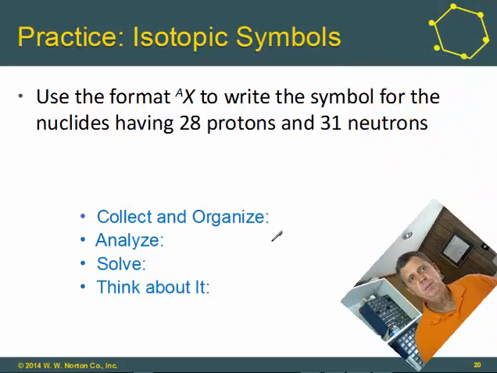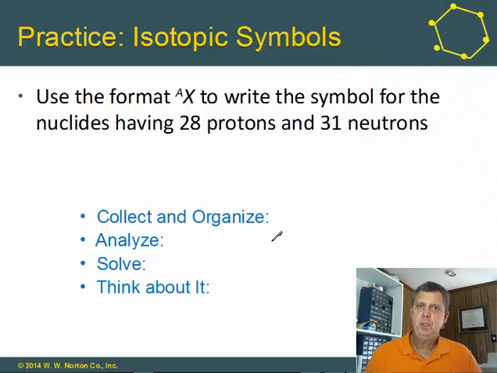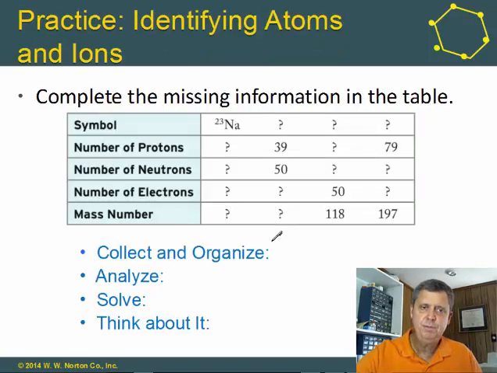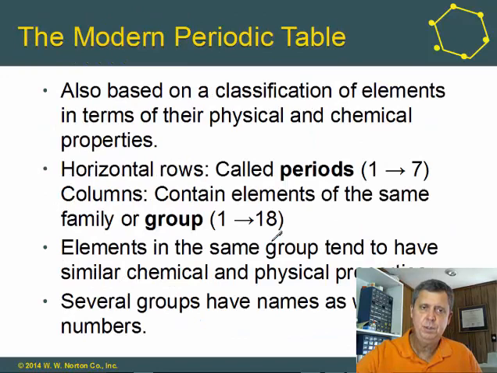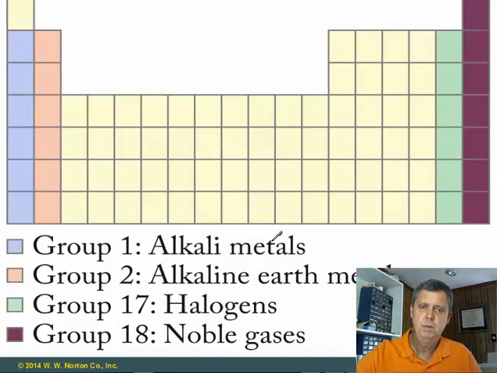So for isotope notation, to figure out isotopes, I'll go through a few examples to show you. We just use the basic format to write symbols for a nuclide. In this example, use this format to write the symbol for the nuclide having 28 protons and 31 neutrons. So what we haven't discussed yet is the periodic table. Let me fast forward to one to show you.